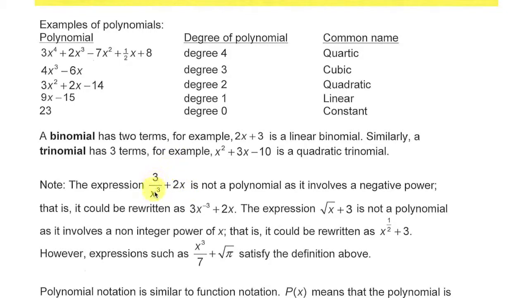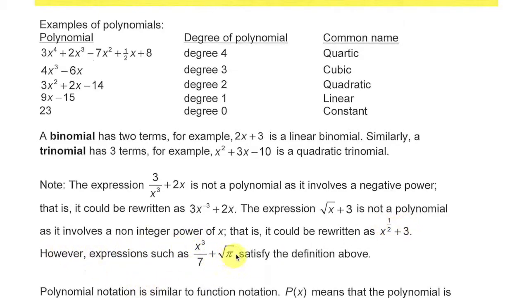This expression here is not a polynomial because this can be rewritten as 3 multiplied by x to the power of negative 3 plus 2x. So here we have x as a negative power. In the same way, the square root of x plus 3 is also not a polynomial because that can be rewritten as x to the power of half plus 3. So we've got x to the power of a fraction here, not a whole number. Therefore, it is not an example of a polynomial.